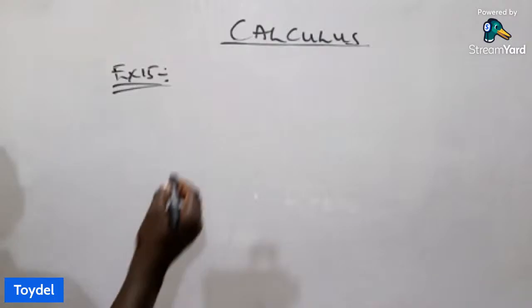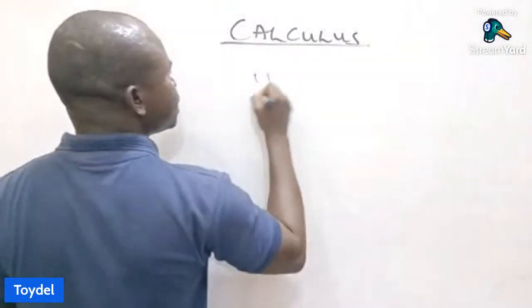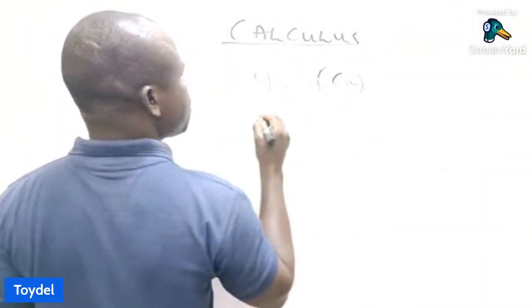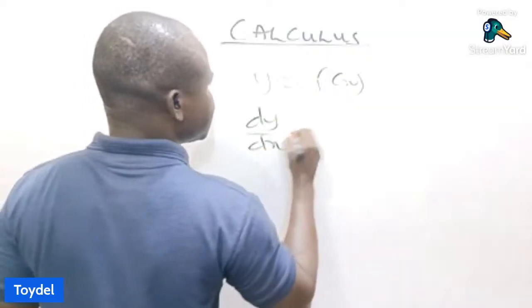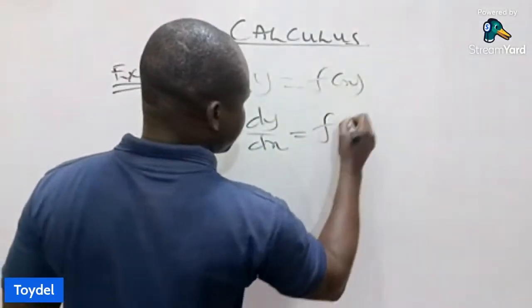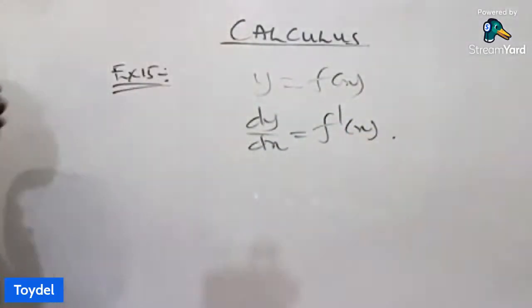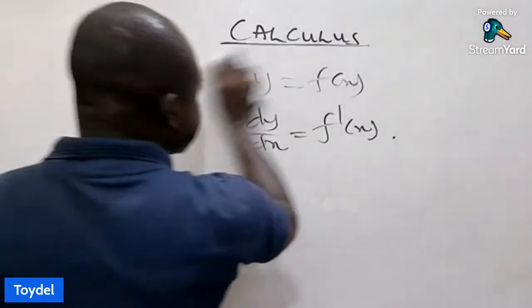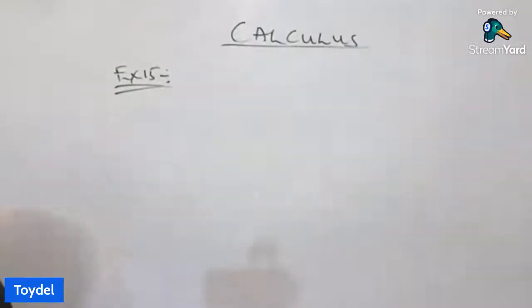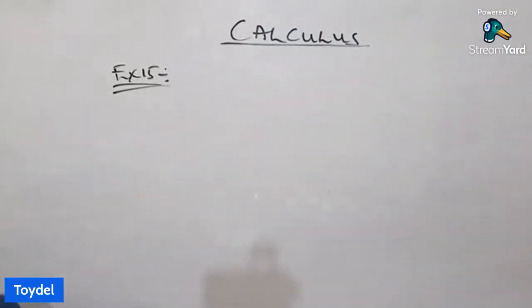Under differentiation, if you are given y to be a function of x, we are going to find dy/dx. That is the derivative of that function. That will be f prime of x. But under integration, you are given the derivative, and you are asked to find the function. So you realize that it is the opposite. Integration is the inverse of differentiation, it is anti-differentiation.